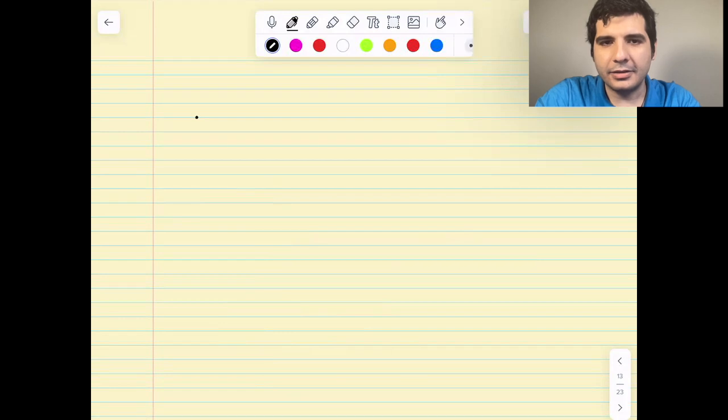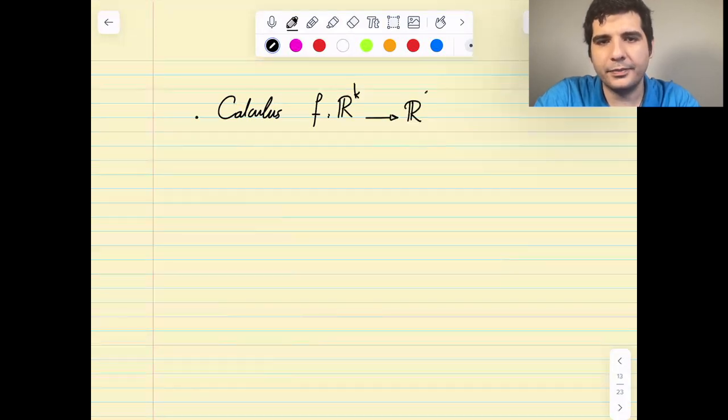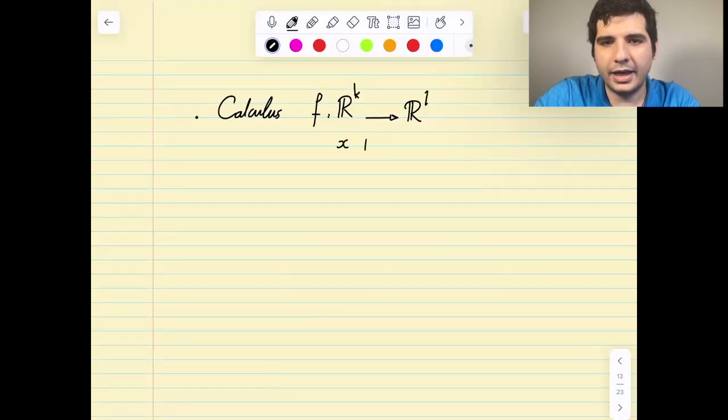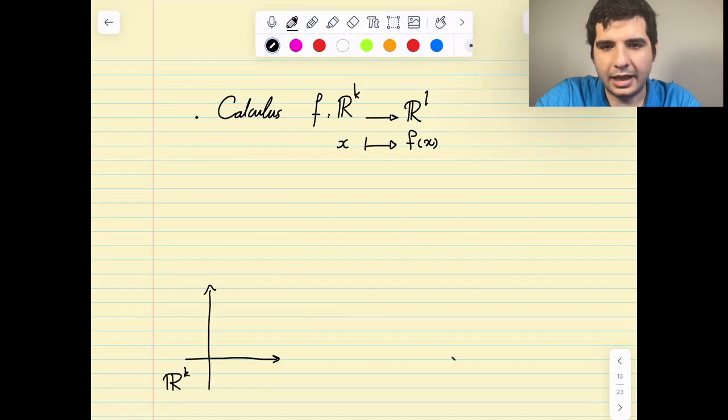So in calculus, we used to study maps like f, smooth maps between Euclidean spaces, right? A map like f from R^k to R^l, where k and l are two positive integers. Let's pick a point x in R^k, and let's say it goes to f of x in R^l. So schematically, let's say this denotes R^k, the domain of our map, and this denotes R^l, the codomain of our map, right? And this is x, and this is f of x.